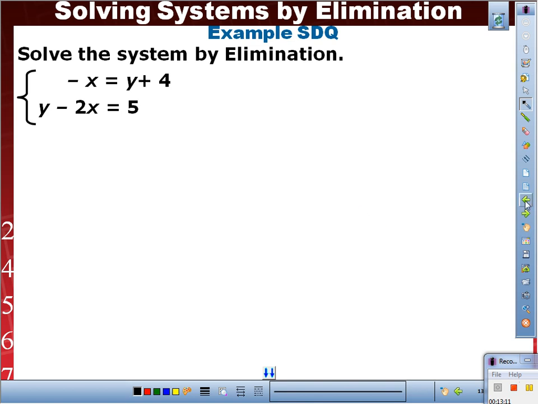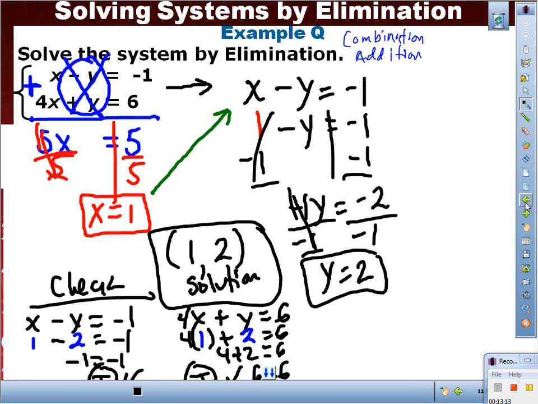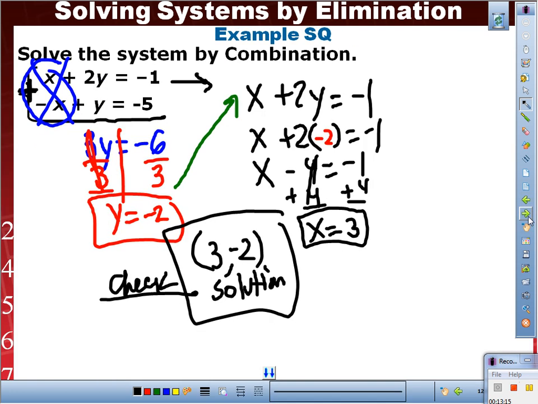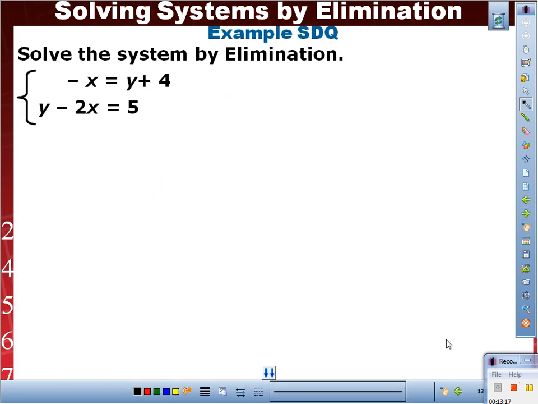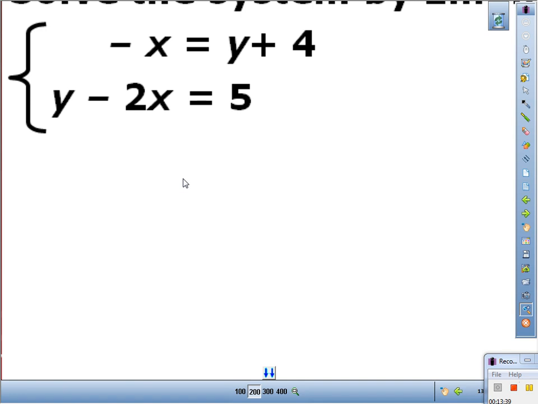Let me go back to the others. Look at this one. Look at this one. Now look at that one. Tell your neighbor the first thing you would do before you start eliminating. What would you do for that system before you start eliminating? Alright, let's see. I heard some of you say isolate the constant, okay, but what specifically shall I do?